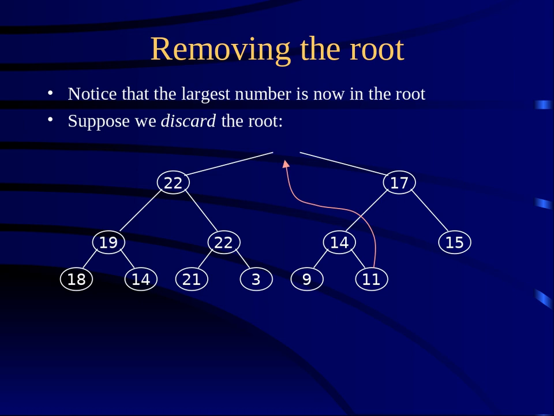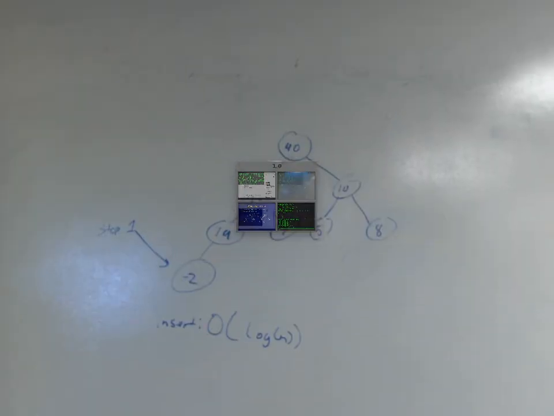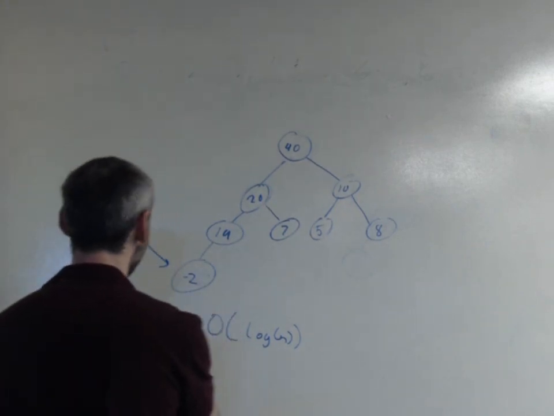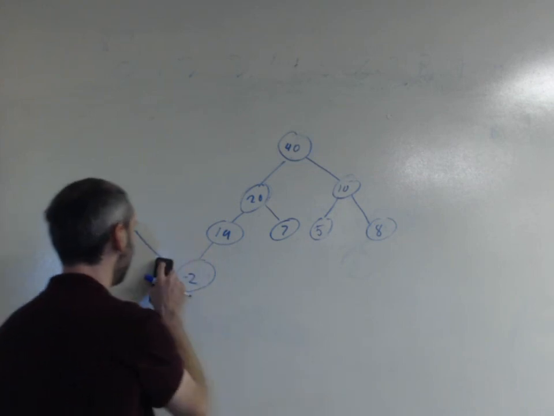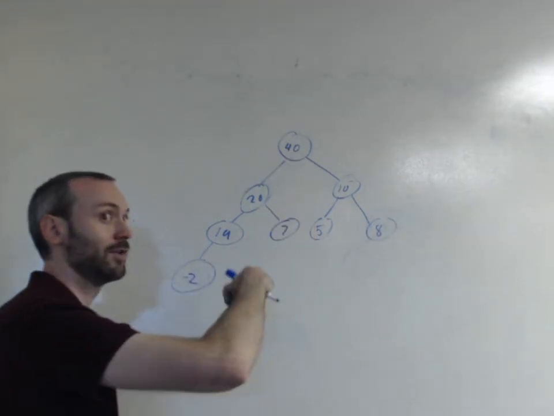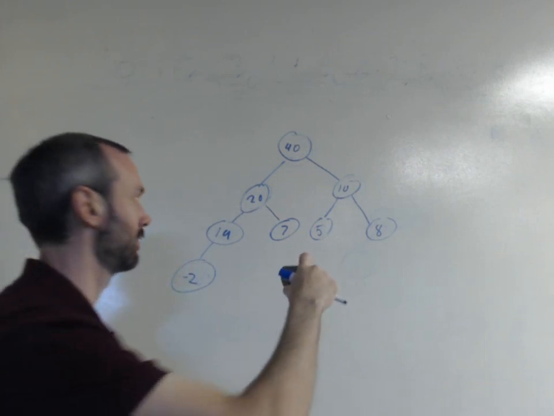All right, so if you're going to remove the root, let's go do it on the board first, and then we'll watch the slides. So if you're removing the root, why would we remove the root? Because the root has one thing we know, and that is, it's the biggest. Spoiler alert, if you keep removing the top, you can sort something.